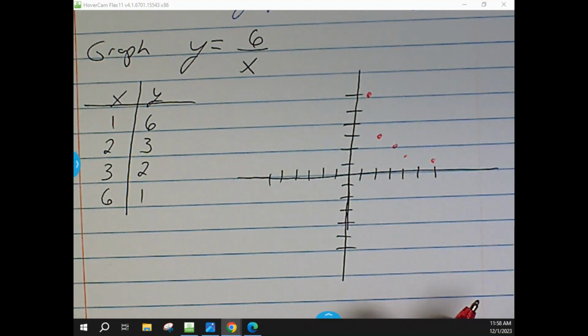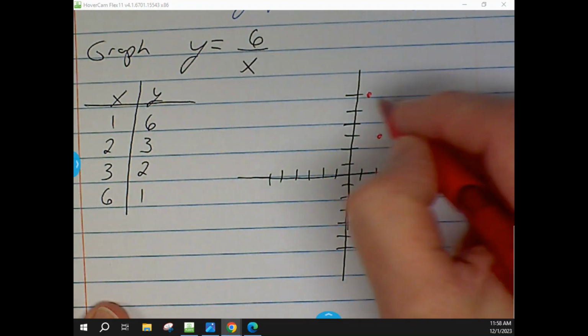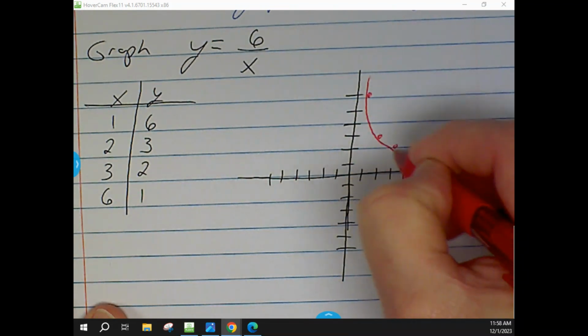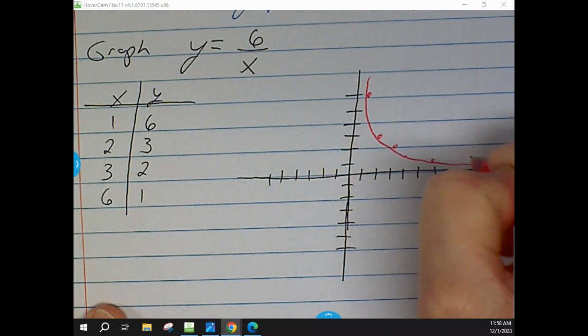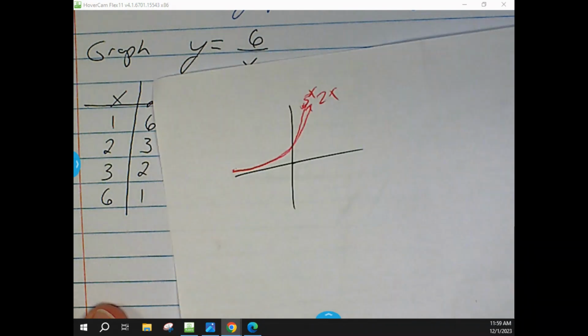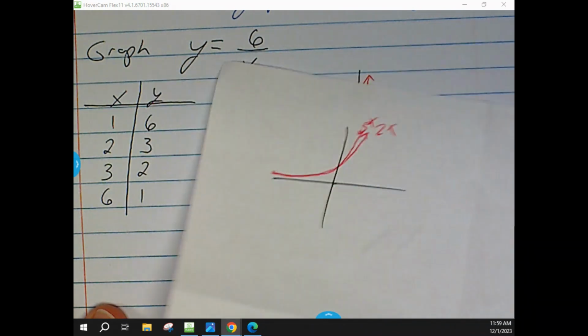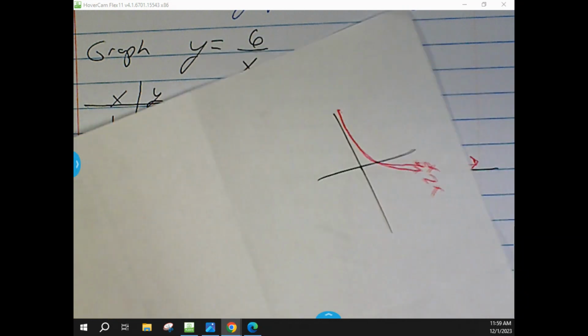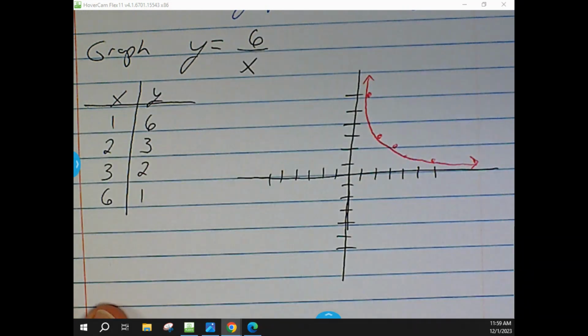So it's going to look kind of like our exponential graphs. We're just going to curve and do something like this. Okay, so kind of like when we were graphing our exponentials here, this is almost like, instead of an exponential growth, this is like an exponential decay. The difference is we're not crossing any lines on this when we're staying in here.